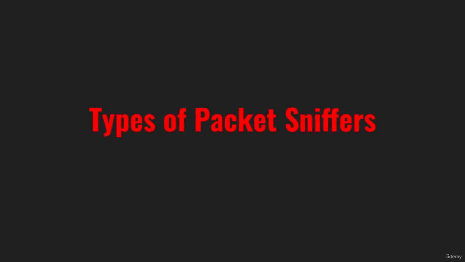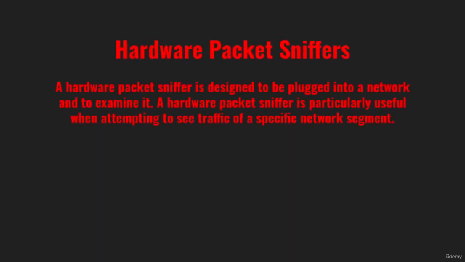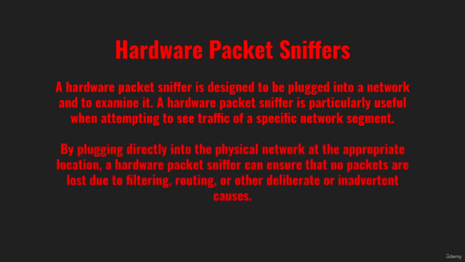Now, types of packet sniffers. We have hardware packet sniffers. A hardware packet sniffer is designed to be plugged into a network and to examine it. A hardware packet sniffer is particularly useful when attempting to see traffic of a specific network segment. By plugging directly into the physical network at the appropriate location, a hardware packet sniffer can ensure that no packets are lost due to filtering, routing, or other deliberate or inadvertent causes.